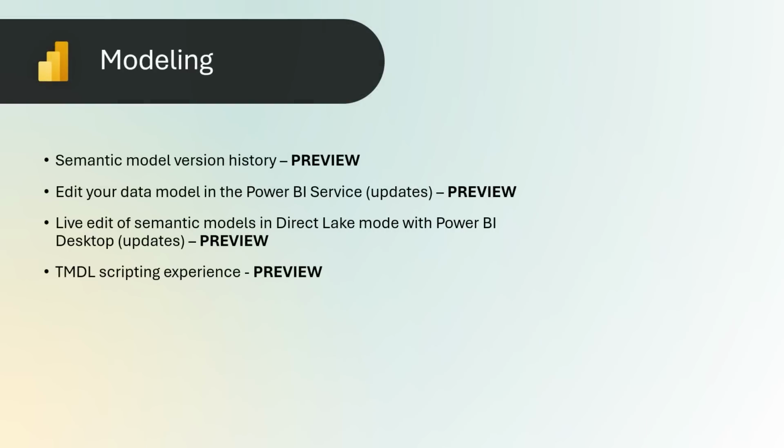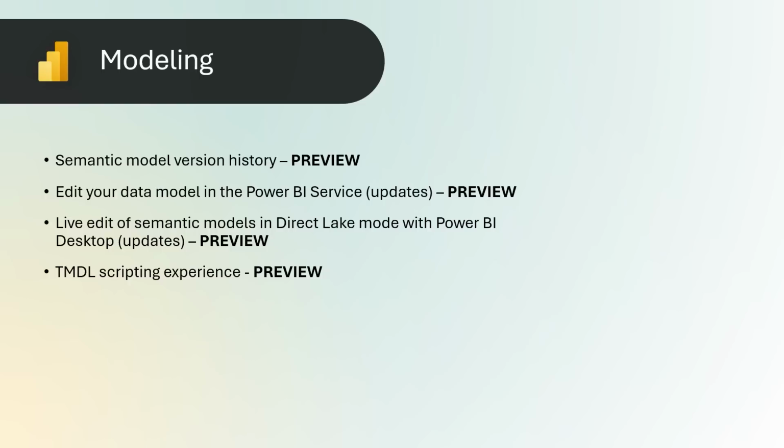Modeling, my favorite topic. Semantic Model Version History, Preview. The public preview of Semantic Model Version History will be available this month. This feature allows self-service users to recover from significant errors when editing semantic models on the web. During this preview, versions will be automatically saved in an Office-like history pane from your web-edited premium semantic models. Users can select and restore any of these previous versions of their semantic model.